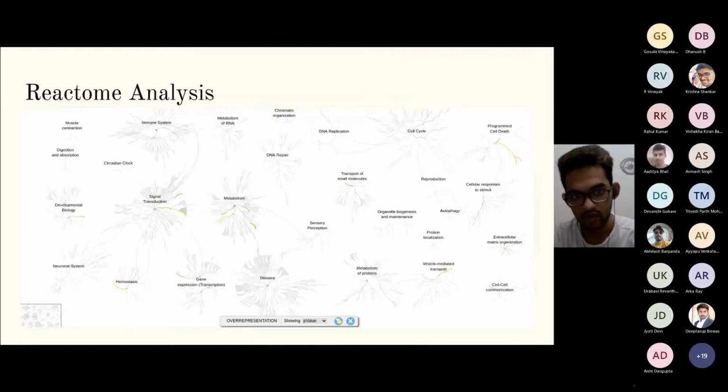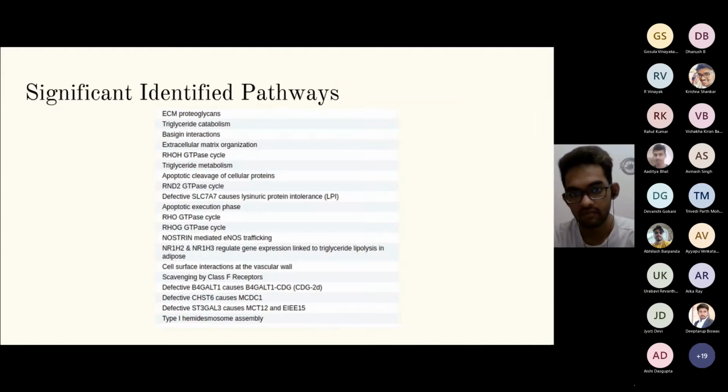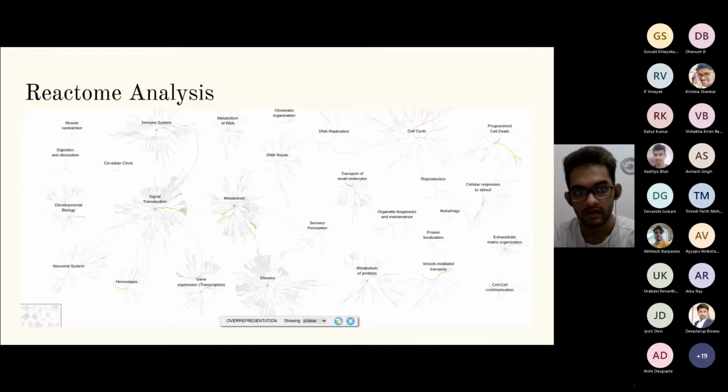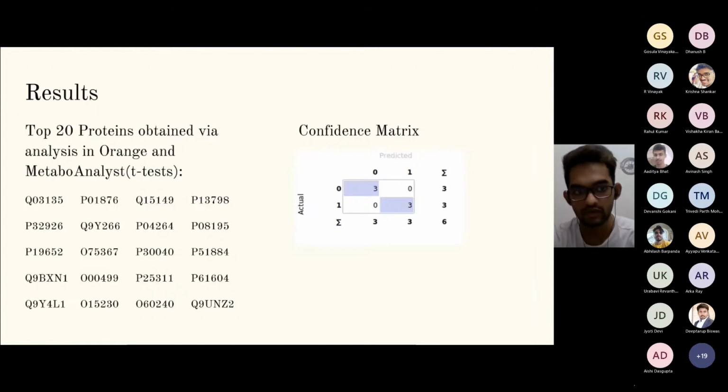And this is the output which I got from the Reactome analysis, and the significant identified pathways. These are the top 20 pathways that were identified as a part of the Reactome pathway analysis. I used these top 20 proteins as input for the STRING analysis and the Reactome analysis, because we have so many proteins, but if you do pathway analysis using all the proteins, it doesn't make any sense. So I used the top 20 proteins because there was also an agreement between Orange and MetaboAnalyst.